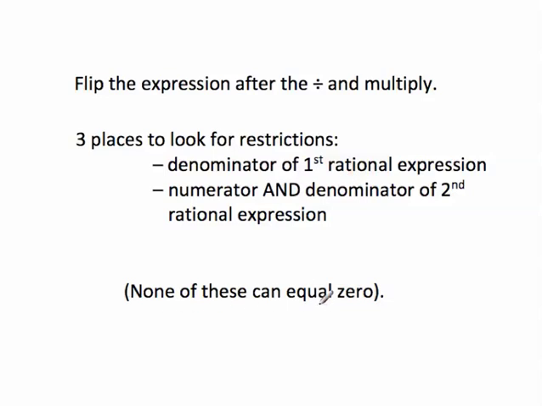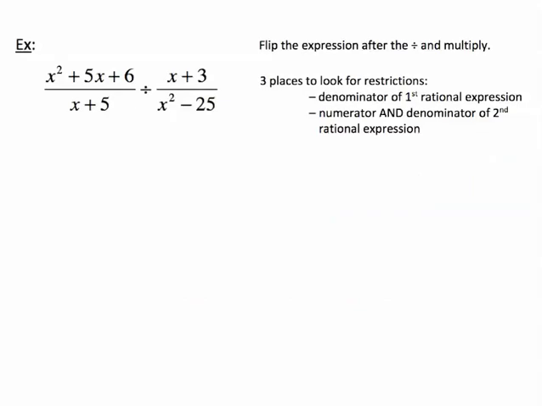So that's a little bit different from what we saw when we multiplied rational expressions, when we were only looking in the denominators to find our restrictions. Now we need to look in the numerator and the denominator of the rational expression after the division sign. So let's do an example.